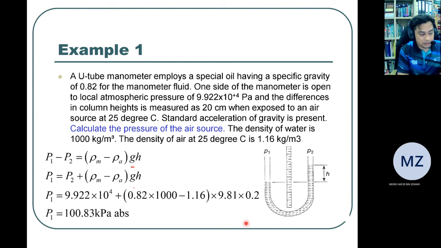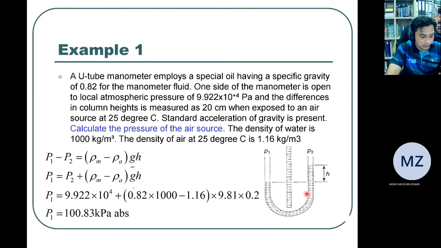All right, so we have an example here. For the U-tube, let's say we have a specific gravity. Remember, it's different between specific gravity and specific weight. Specific gravity is equal to the density of the object divided by the density of the water. So if given 0.82, it means that the oil has 0.82 of the density of the water. So this means 0.82 times the density of the water.